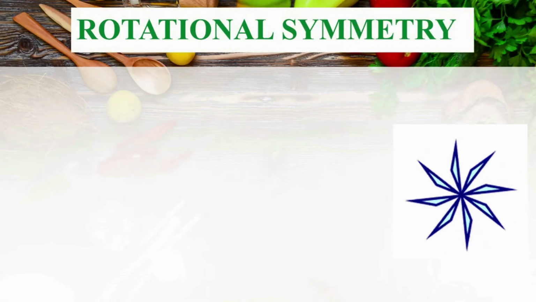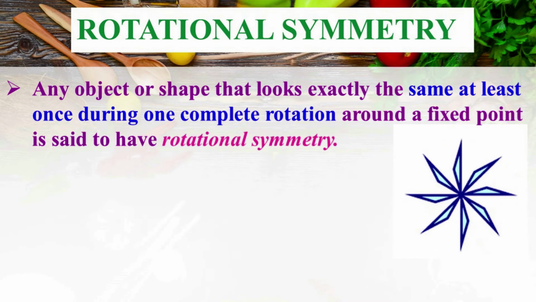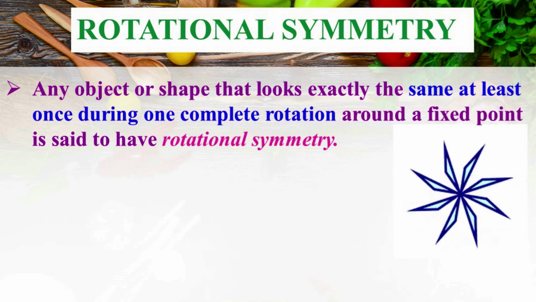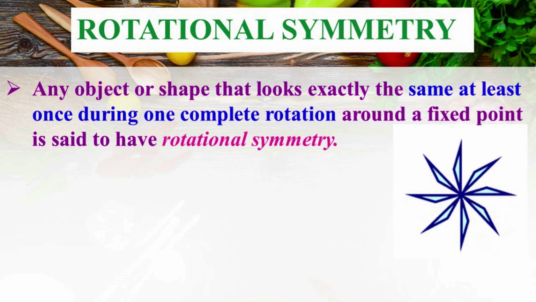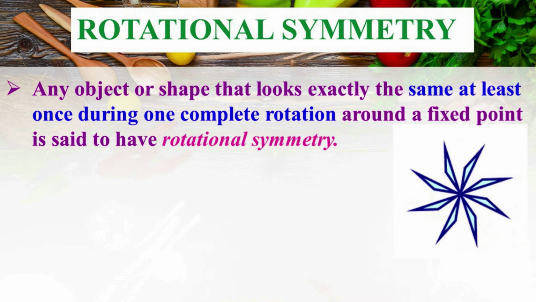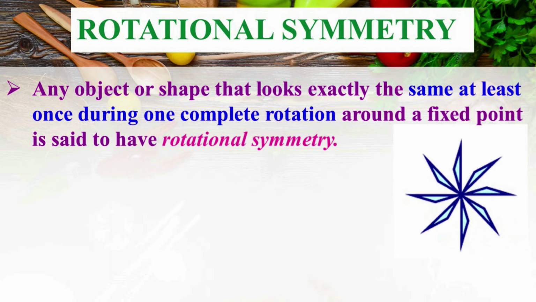Rotational symmetry. What is rotational symmetry? Any object or shape that looks exactly the same at least once during one complete rotation around a fixed point is said to have rotational symmetry. If you fix a shape in the center and rotate it, you must get the same shape at least once during your full rotation. That is rotational symmetry.